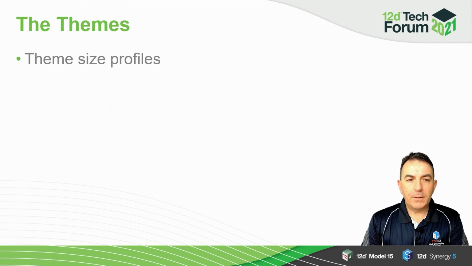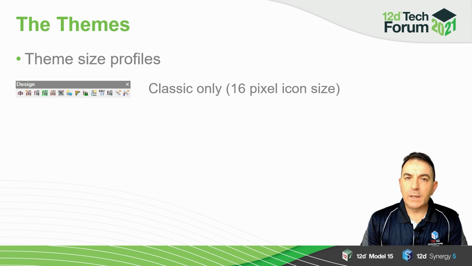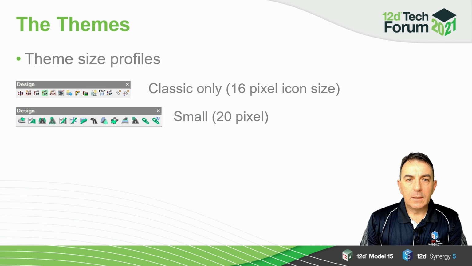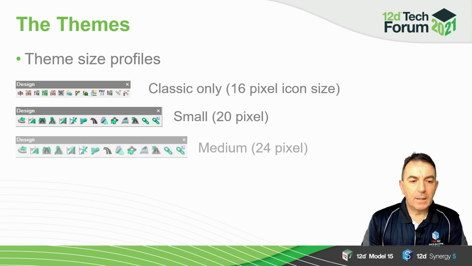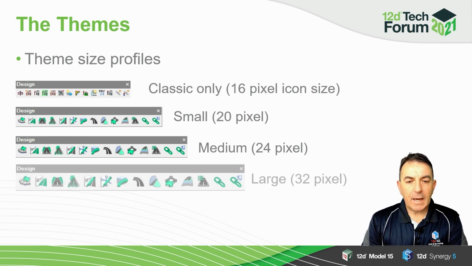We have different theme size profiles. Classic, which is your normal icons that you're used to looking at, and they're in a 16 pixel icon size. There's a small size profile, which is slightly larger, that's 20 pixels, and as I said earlier, that will load up all of the new iconography depending on which theme that you're in. There's a medium size profile, that's 24 pixels, that's a little bit larger, can still fit quite nicely on your larger monitors, and makes things a little bit easier to navigate.